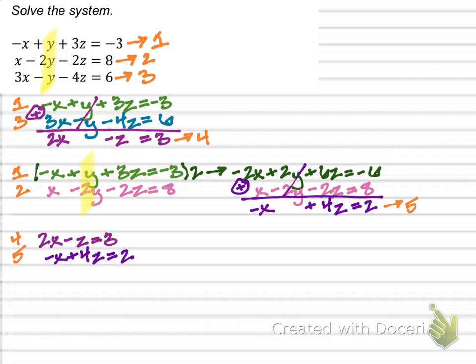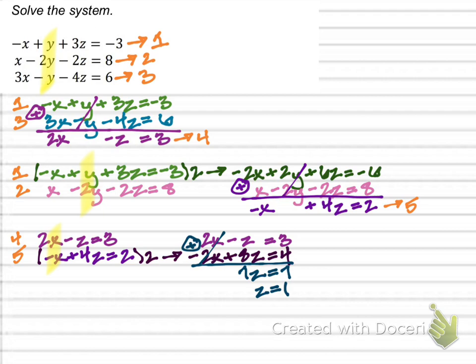Next, I'm going to look at equation 4 and equation 5 and see what I can do. So I can get rid of the x, right? I can choose to eliminate the x. To do that, I need to multiply equation 5 by 2. There it is. Equation 4 stayed. I can add them together, eliminating x. I can solve for z. Now I know what z is.